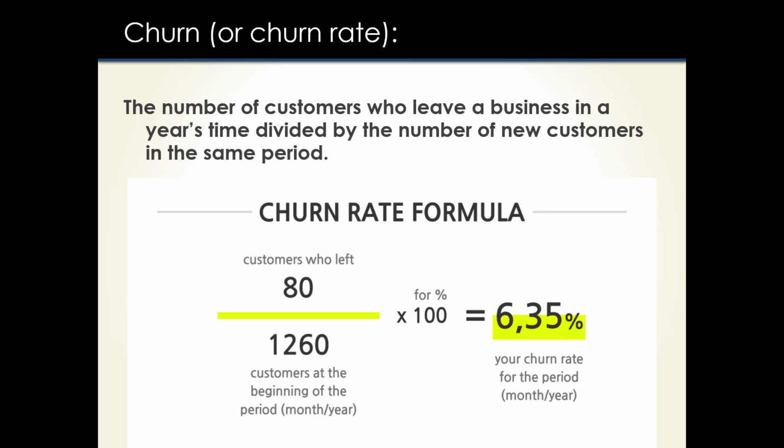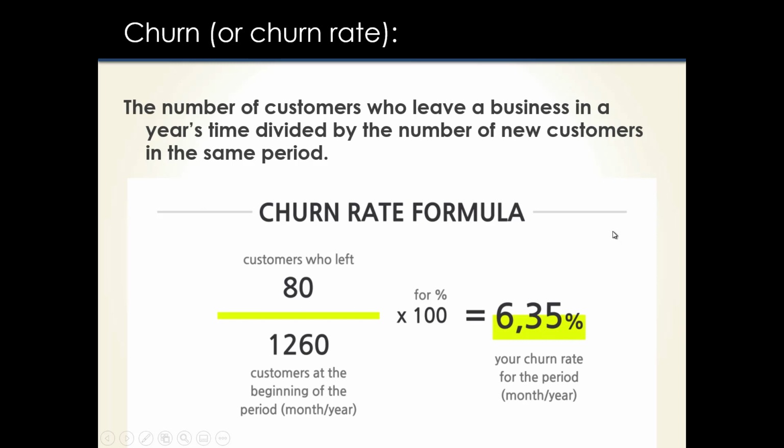One important factor that comes into play is churn, or the churn rate. This is the definition: the number of customers who leave a business in a year's time divided by the number of customers at the beginning of the same period. This is called the churn rate formula. Customers lost over the customers at the beginning of the year, or a month period, let's say, times 100%, gives you the churn rate for the period, month or year. This is how it's calculated.